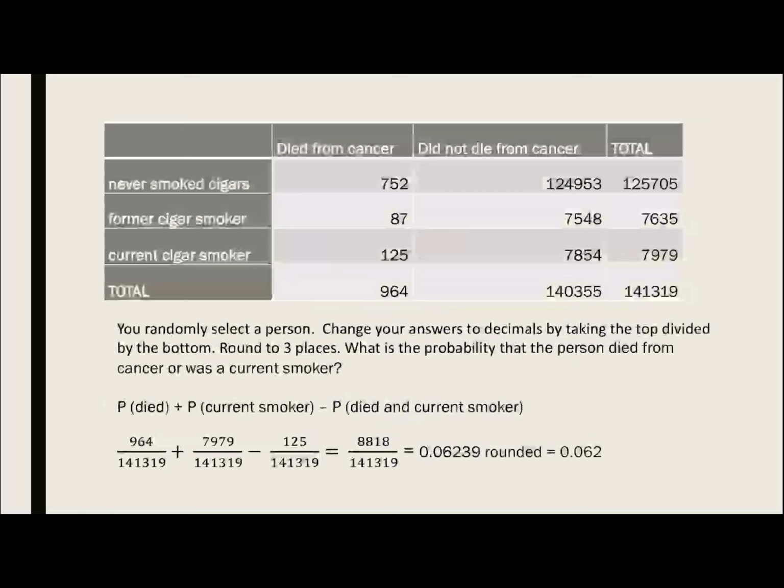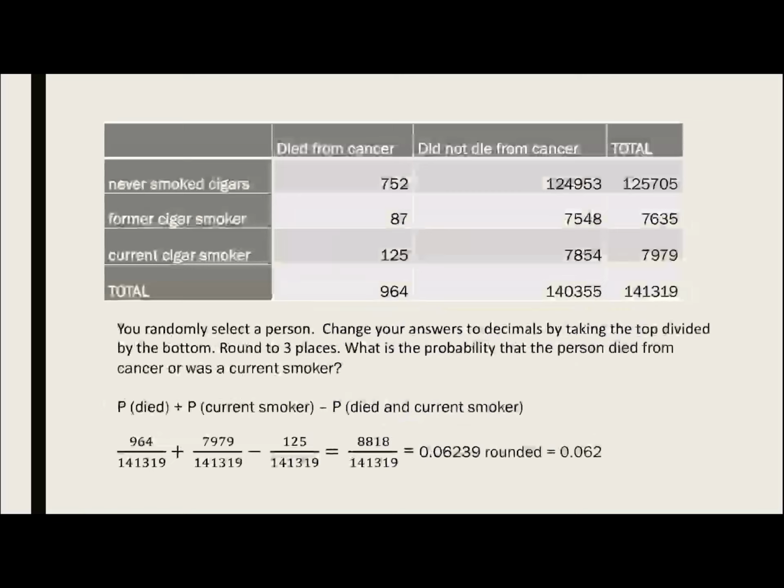Okay, what's the probability that you pick somebody that died from cancer or was a current smoker? Okay, so the total died, 964, plus the current smokers, 7979. But we have to subtract the categories that overlapped because somebody could have been a current smoker at the time they died. So how many people were a current smoker at the time they died? 125 current smokers died. They were a current smoker at the time of their death. So we have to subtract because somebody can have been a current smoker and died from cancer.